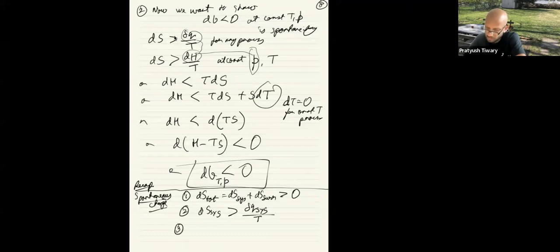Today we showed that at constant temperature and volume, dA system less than 0 is also a condition for spontaneous change. Or if the process was happening at constant temperature and pressure, then dG system less than 0 is the condition for spontaneous change. But you have to remember dA applies only for constant temperature and volume, and dG applies only for constant temperature and pressure.